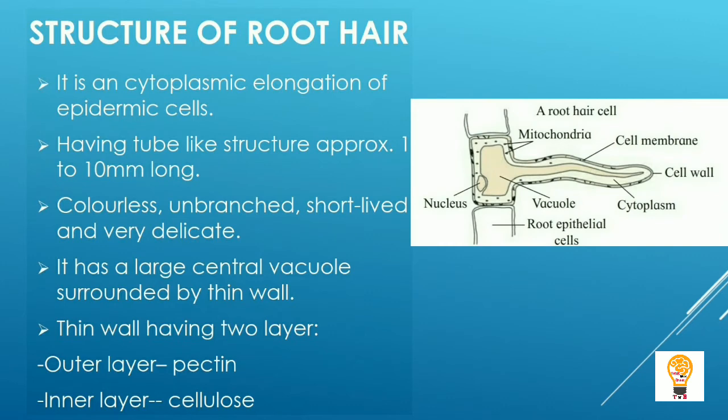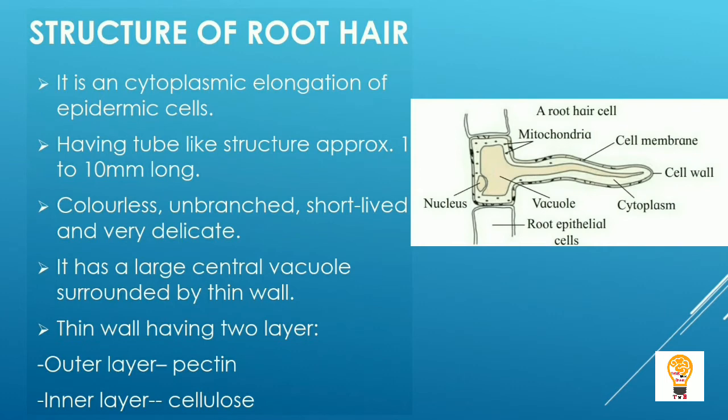It is a cytoplasmic elongation of epidermal cells. Root hair is made up of epidermal cells, so epidermal cells are elongated along with the cytoplasm. So it is called a cytoplasmic elongation of epidermal cells. Second point is that it has a tube-like structure whose length is about 1 to 10 mm.